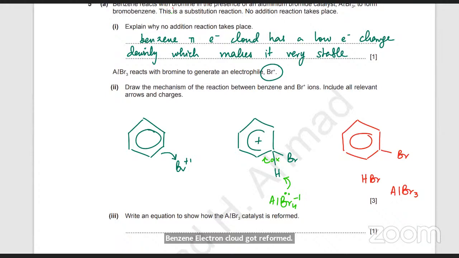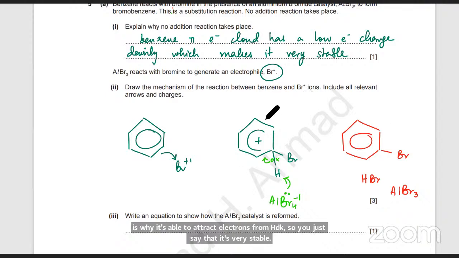Sir, can we write something about ring distortion for the low charge density? No, just write this, it's one mark, it's not that much. You don't need to write the full detail, the only answer is that the electron cloud has a very low charge density because it's very distributed, which is why it's able to attract electrons from H. So you just write that it's very stable and which is why it gets easily reformed. Okay?